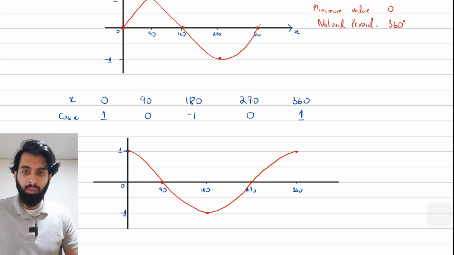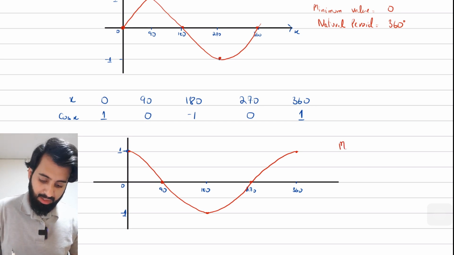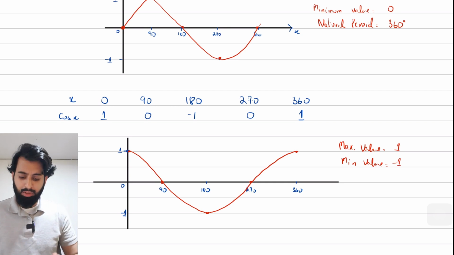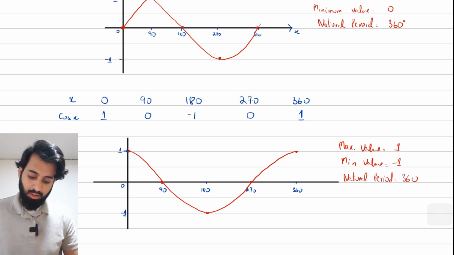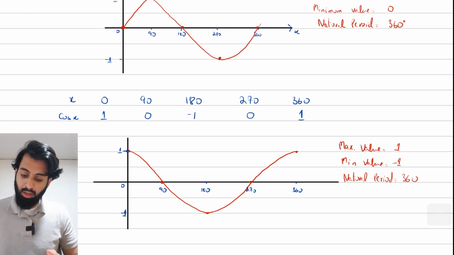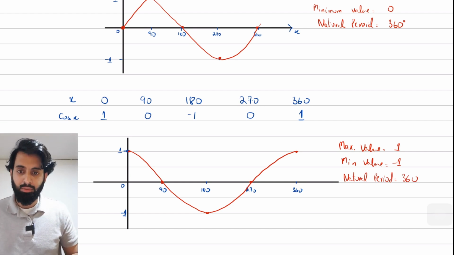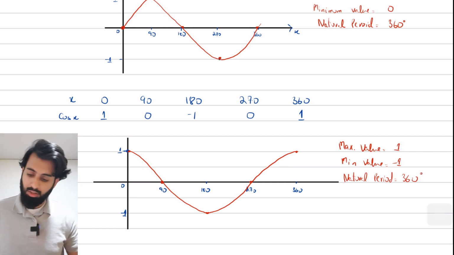Here also you can see that the maximum value is 1 and the minimum value is -1, and it takes every value in between. And here also, the natural period is equal to what? It is equal to 360 degrees. Why? If you were to extend this beyond 360 degrees, you'll notice that you get the same cycle over and over again, which is why the natural period is 360 degrees.